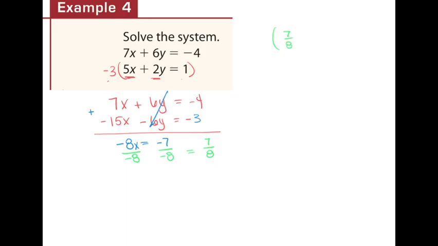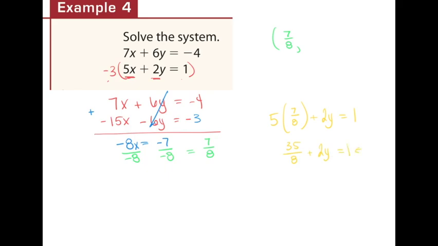Again, I only have one of my answers. I need 2 of them. So I need to plug it back in. You can plug it back into either one. It doesn't matter which one. I would probably go with the bottom one because it's smaller numbers. So 5 times 7 over 8 plus 2 times y equals 1. We have 35 over 8 plus 2y equals 1.